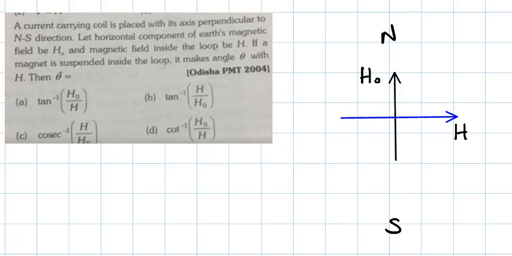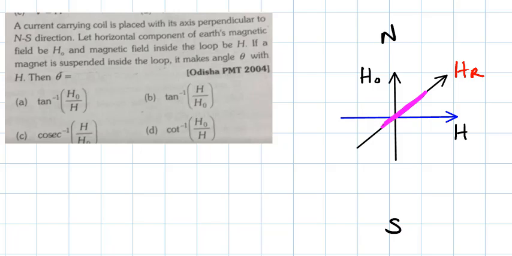Now they will create a resultant field, and the resultant field will be along this direction. This is the resultant field. So this is the resultant HR. Now what is given? If you place a magnetic needle, the magnetic needle will point along the resultant field. So your magnetic needle will lie along this.